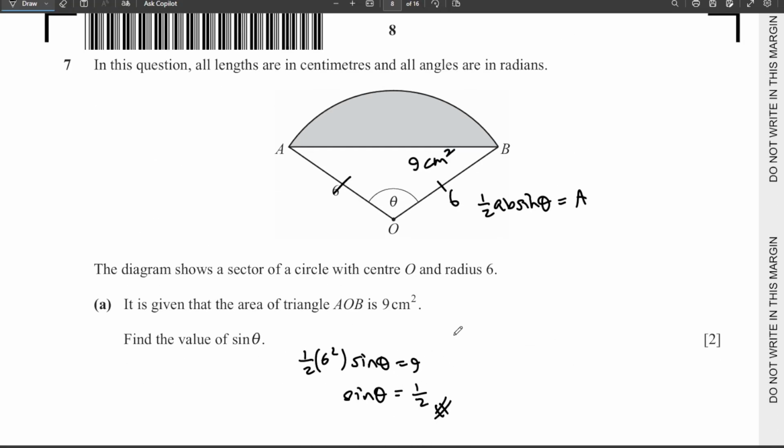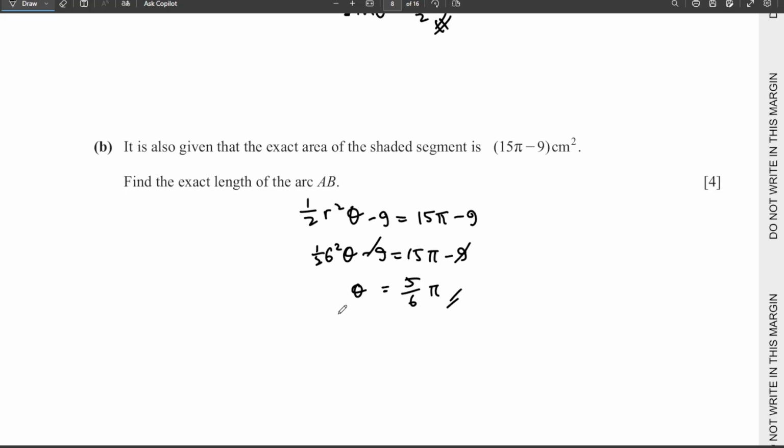Now we want to find the arc length. Arc length, the formula, if you recall, is r theta. Theta is in radians, and r is 6 times 5 over 6 pi. So we are just left with 5 pi. The unit is what? Cm.